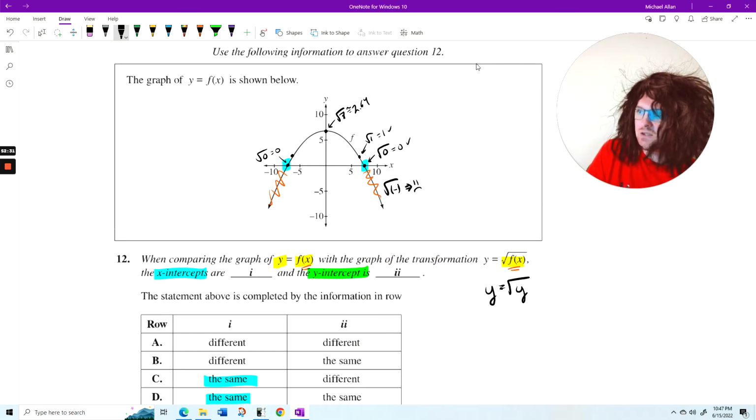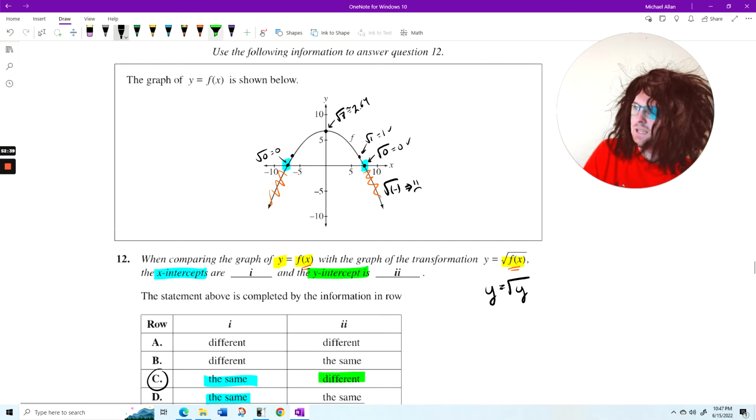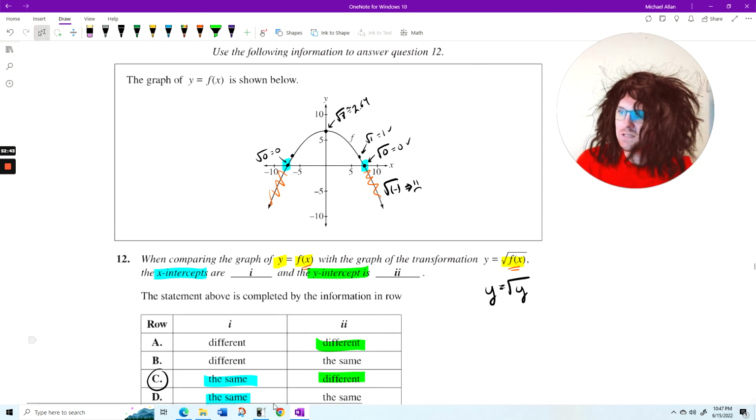Approximately that. So it changes, not the same. So it is different. So it looks like it's going to be C. I guess I can highlight both the different ones here, but the one that matches up here is C.